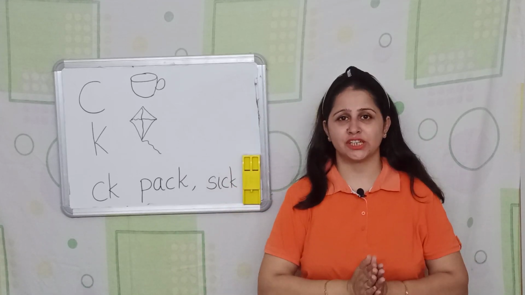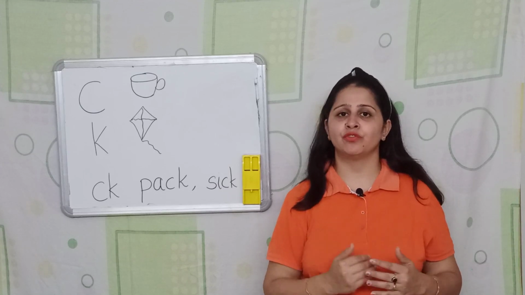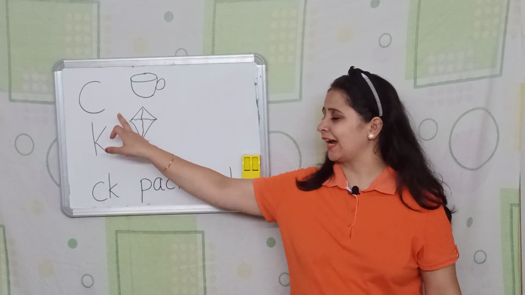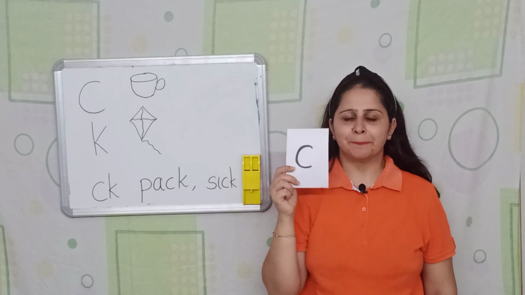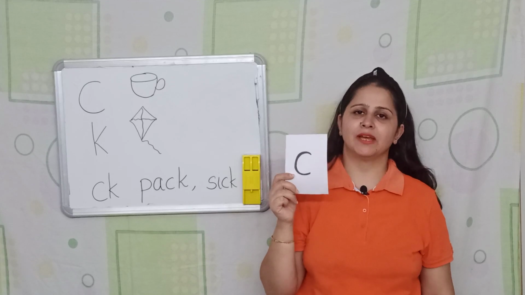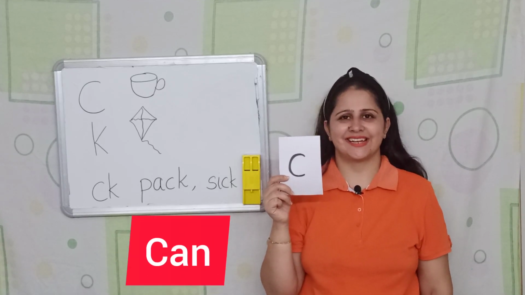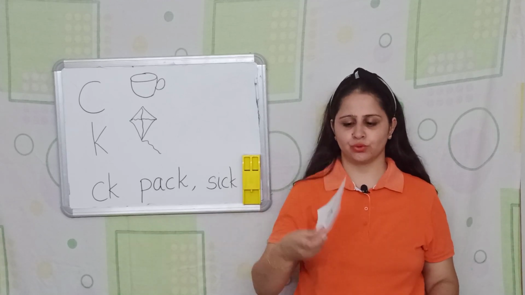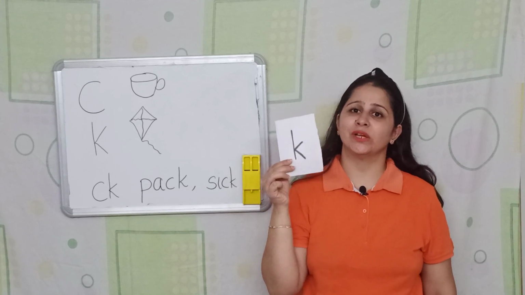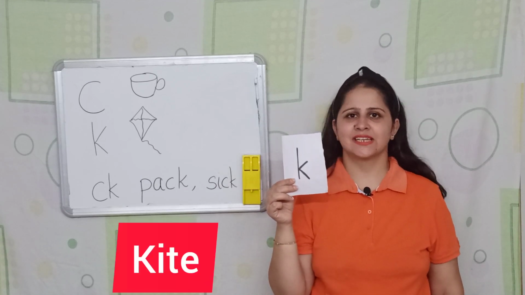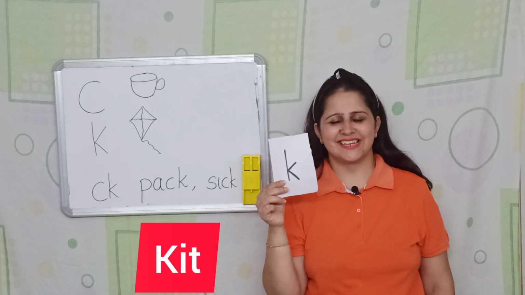After introducing the jingle to them, we can introduce the words. We can give them a set of words which begin with that particular letter. So we can take up the letter C and give words that begin with C, like cake, cot, cup, can, cut, etc. And then we can go to the letter K and take words that begin with K, like kite, kettle, kangaroo, kid, kit, etc.